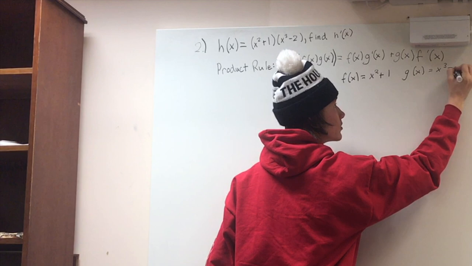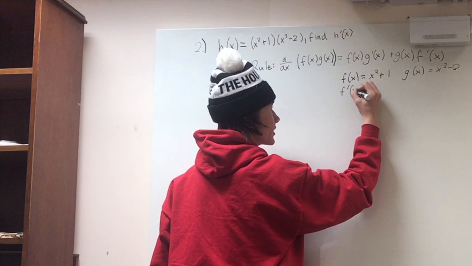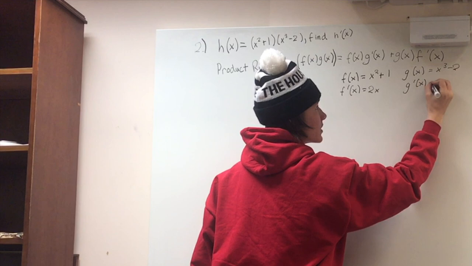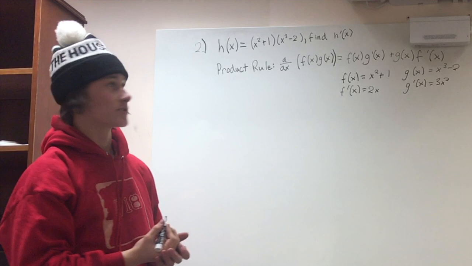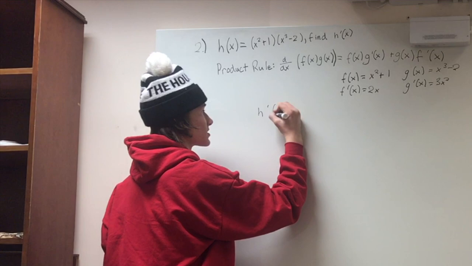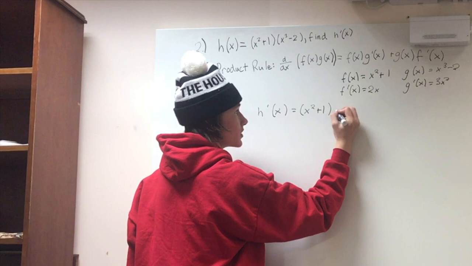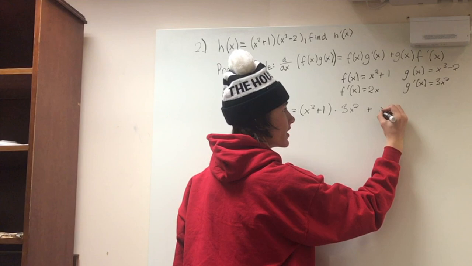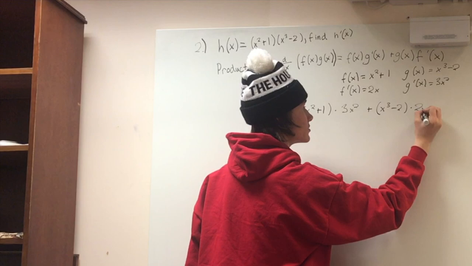And from these values, we can say the derivative of f of x equals 2x, and the derivative of g of x equals 3x squared. So now we can start writing out the derivative of h of x. We can say the derivative of h of x equals x squared plus 1 times 3x squared plus x cubed minus 2 times 2x.